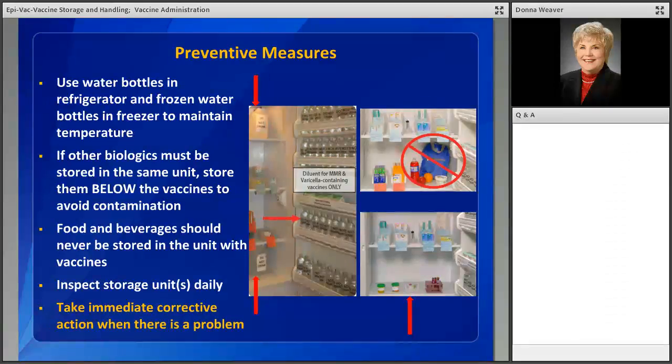If other biologics must be stored in the same unit, store them below the vaccines to avoid spillage and contamination of your vaccines. And never store food and beverages in the same unit with vaccines, because this leads to more frequent opening of the unit and can affect the temperature and lead to more light exposure. Inspect your storage units daily to make sure the temperature monitoring device and vaccines are in place and there are no concerns about damage. And most importantly, take immediate corrective action when there's a problem.